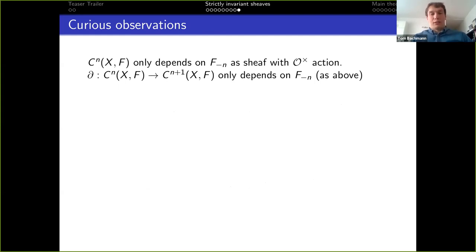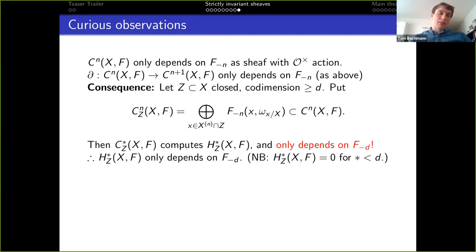Okay, who cares? So here's a consequence, again, who cares, but you, right. So we can do the following thing. Suppose I choose some closed subvariety Z of codimension, let's say at least D. So I want to compute now the cohomology with support in Z. And there's a very easy way of doing this.